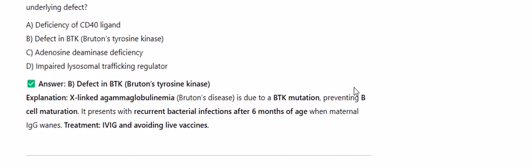Explanation: X-linked Agammaglobulinemia, Bruton's disease, is due to a BTK mutation preventing B-cell maturation. It presents with recurrent bacterial infections after 6 months of age, when maternal IgG wanes. Treatment: IVIG and avoiding live vaccines.